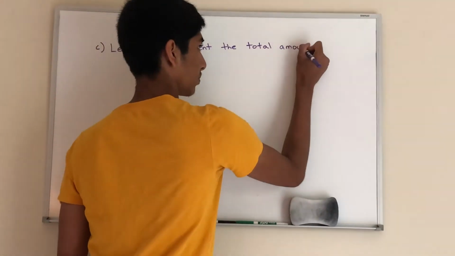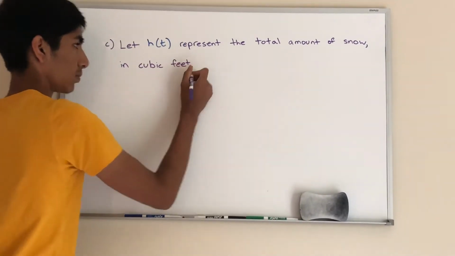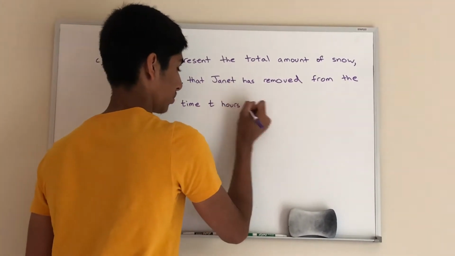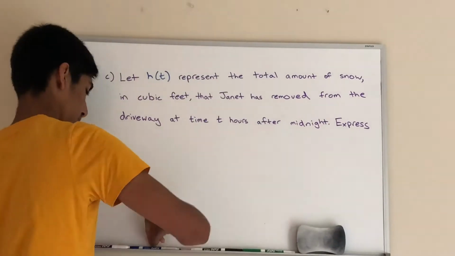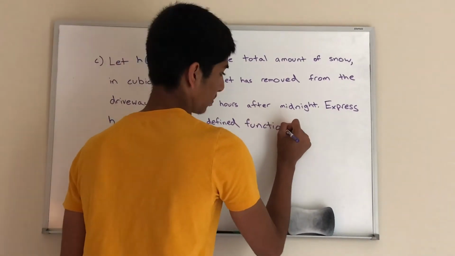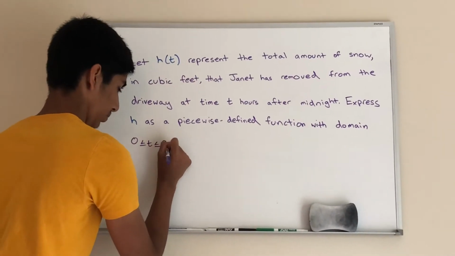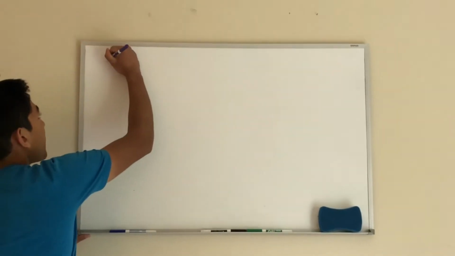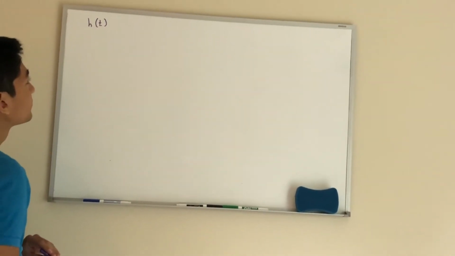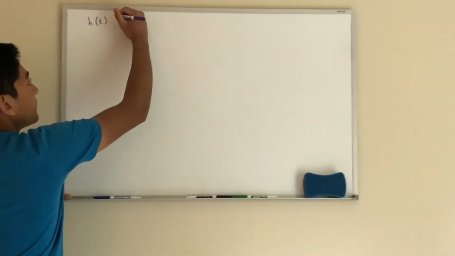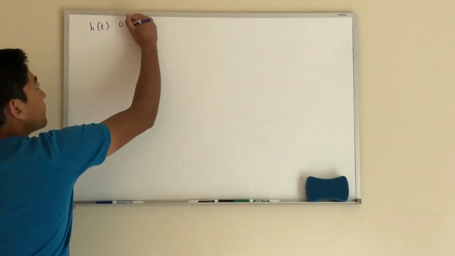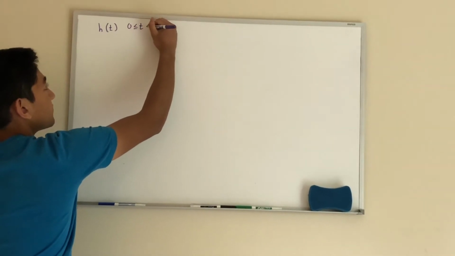Let h of t represent the total amount of snow in cubic feet that Janet has removed from the driveway at time t hours after midnight. Express h as a piecewise defined function with domain 0 is less than or equal to t, which is less than or equal to 9. So the problem wants us to find h of t, where h of t is a function of how much snow Janet has removed from the driveway between 12 a.m. and 9 a.m., so along this interval.